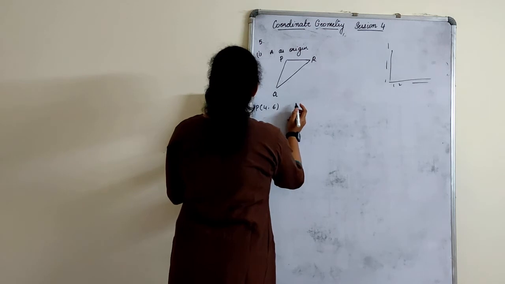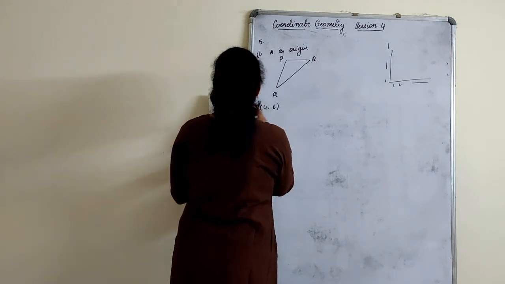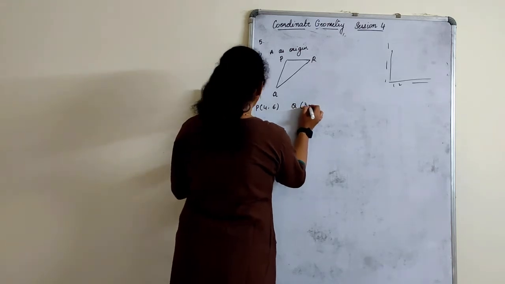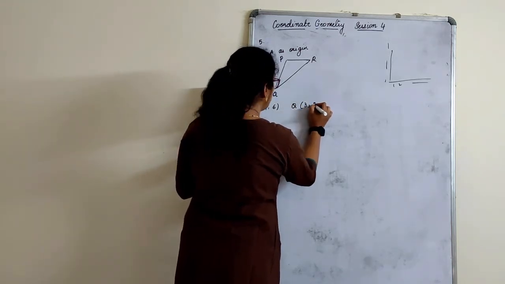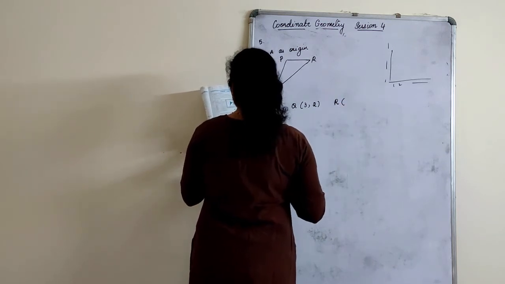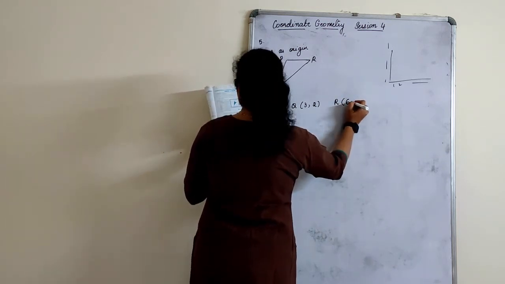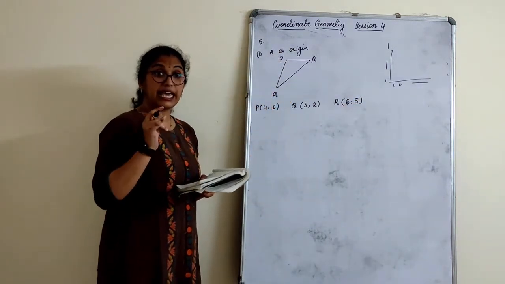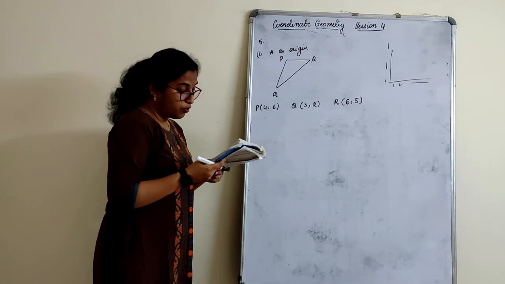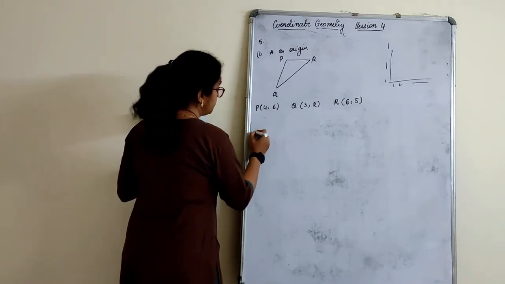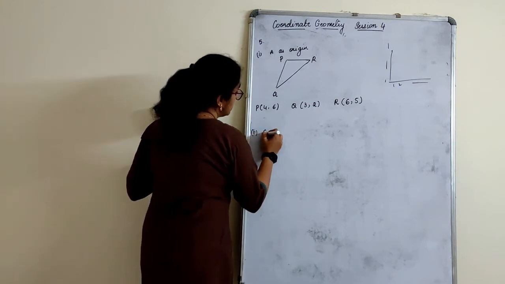Next, if I consider Q, it is on the third point on the x-axis and second point on the y-axis. R, if I consider, it is on the sixth point on the x-axis and fifth point on the y-axis, considering A as origin. What will be the coordinates of vertices PQR if C is the origin? C as origin.